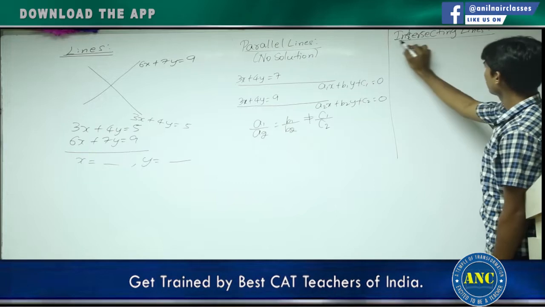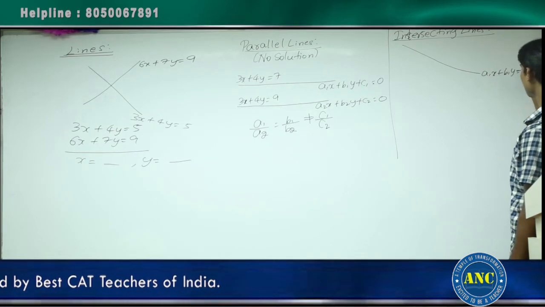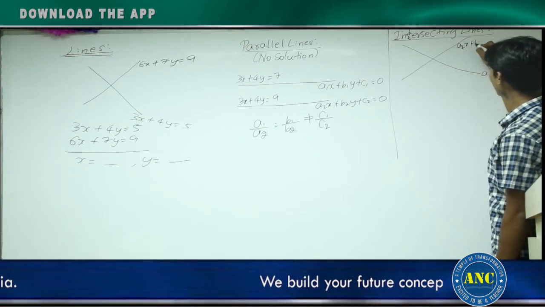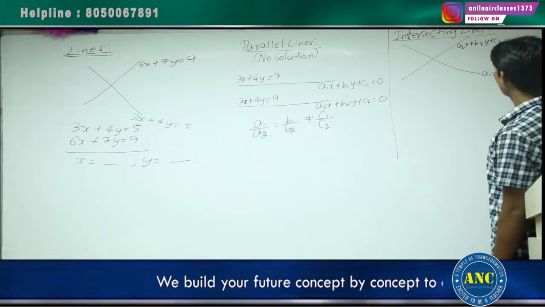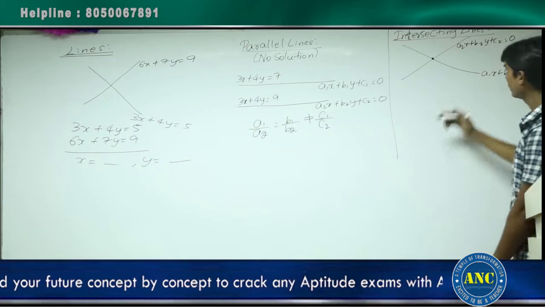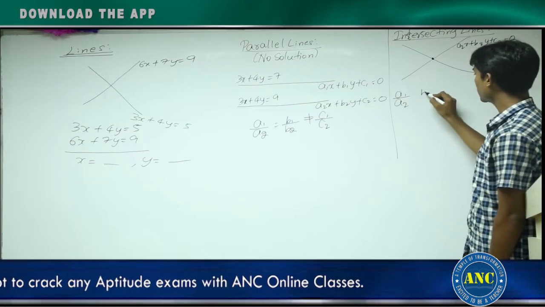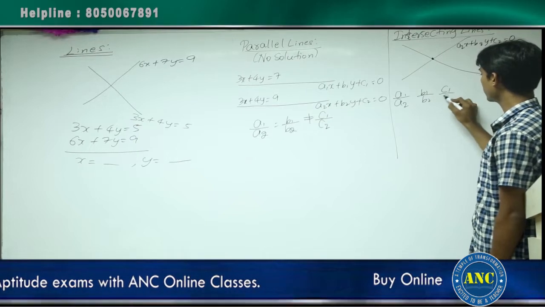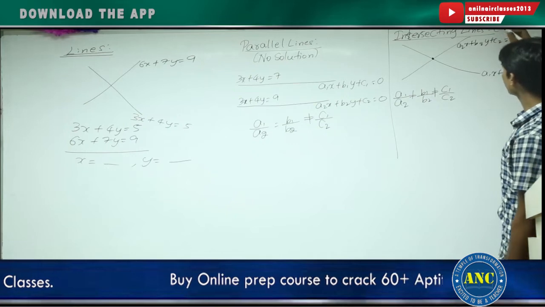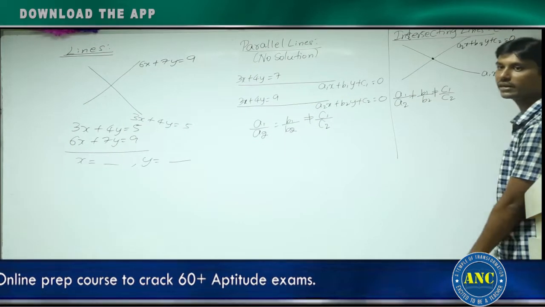Suppose intersecting lines. There is one line, a1x plus b1y plus c1 equal to 0. There is another line, a2x plus b2y plus c2 equal to 0. They are intersecting only at a point. It is a unique intersection point. For intersecting lines, a1 by a2, b1 by b2, c1 by c2, no ratio will be equal. All of them will be different. And intersecting lines will always have a unique solution. Only one solution will be there for intersecting lines.